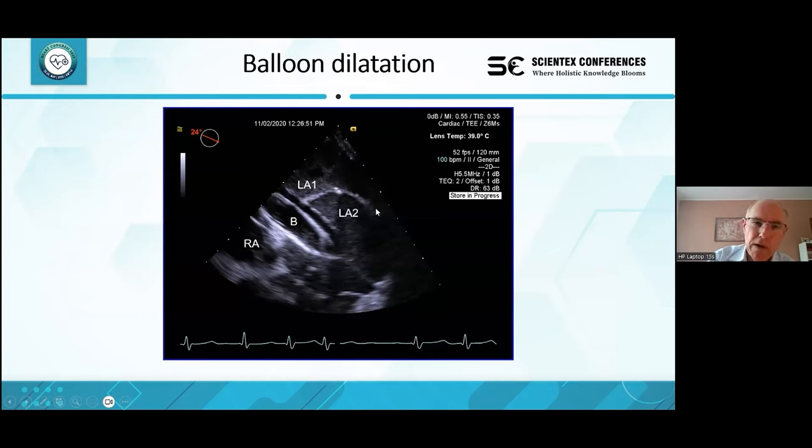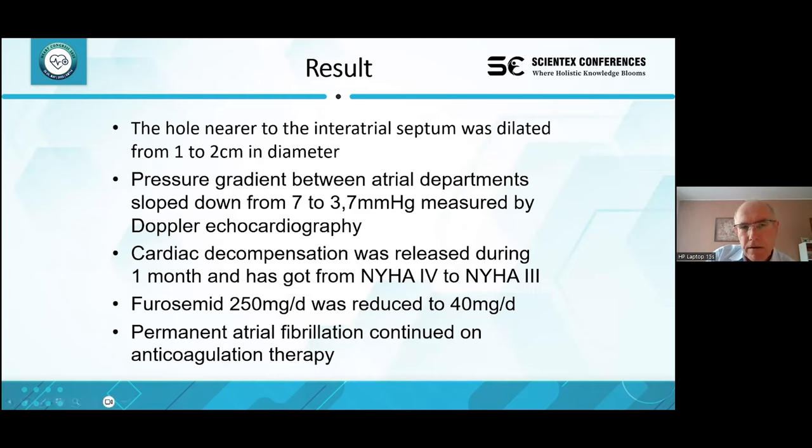Here is the transesophageal echocardiography picture, in which you can see the right atrium and the balloon in the left atrium through the hole nearer the septum of atria. Dilatation of the hole in the membrane was also done under control of transesophageal echo. Result: the hole nearer the interatrial septum was dilated from 1 to 2 centimeters in diameter. The pressure gradient between atrial departments sloped down from 7 to 3.7 millimeters, measured by Doppler echocardiography.